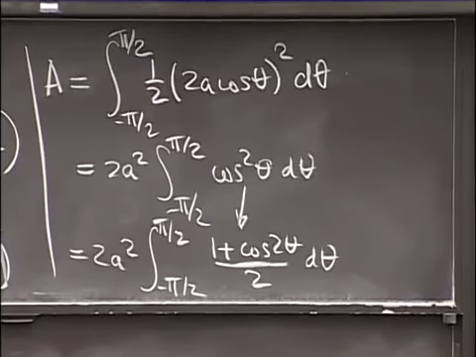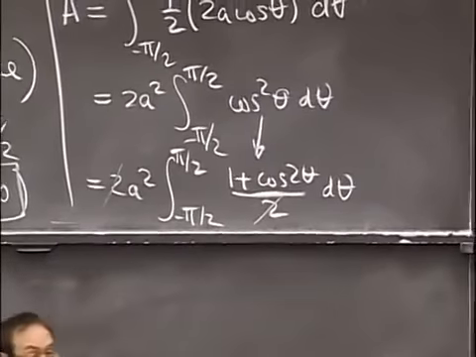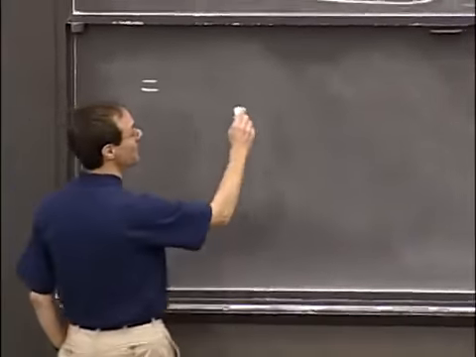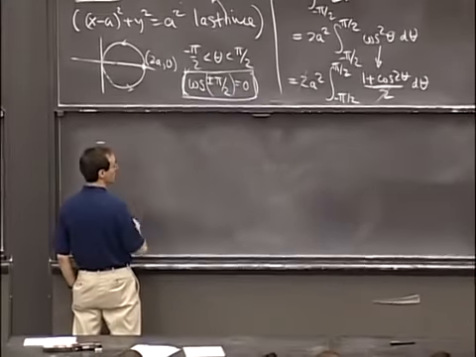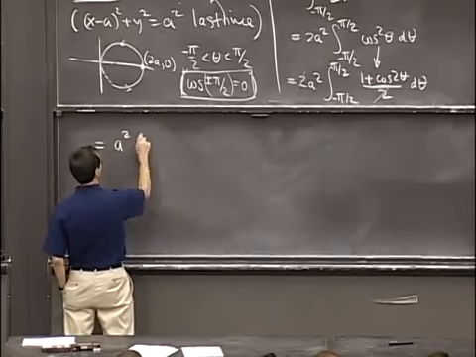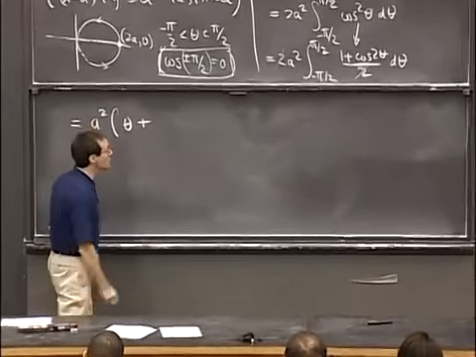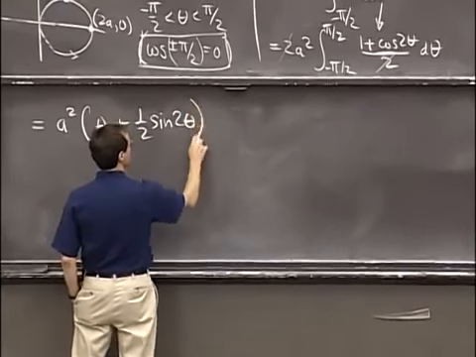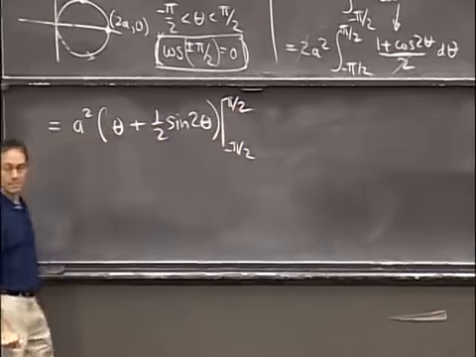This integral now is easy. Why is it easy? Well, because it's the antiderivative of a constant, and cosine 2 theta, its antiderivative you're supposed to be able to write down. So the antiderivative of 1 is theta, and the antiderivative of the cosine is half the sine of 2 theta. All right?